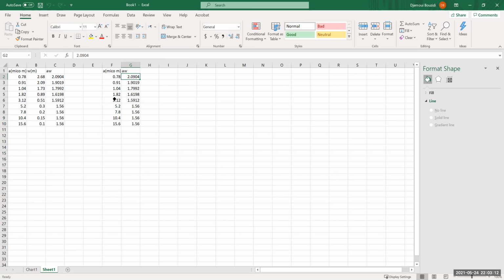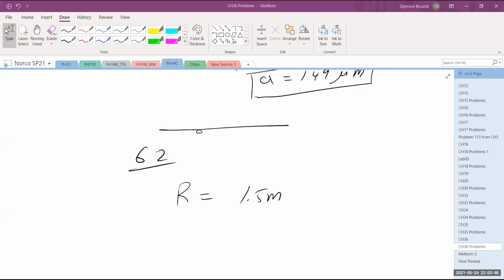So let's see why that is, because the question was, for the data shown in the graph, explain why AW is not constant for small values of A. So for small values of A, what's going on? So let me stop sharing. Let me share with you the analysis in here. And let me move this thing out of the way.